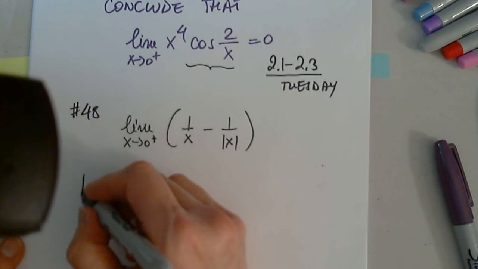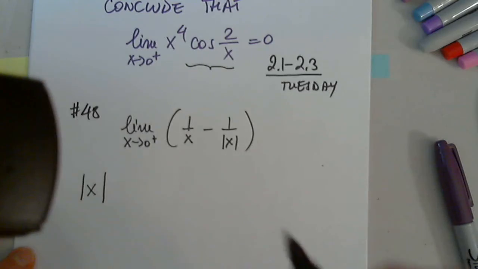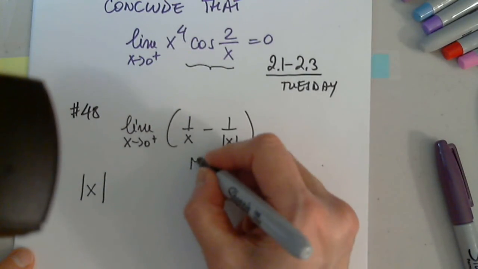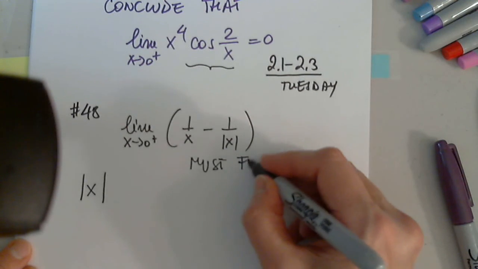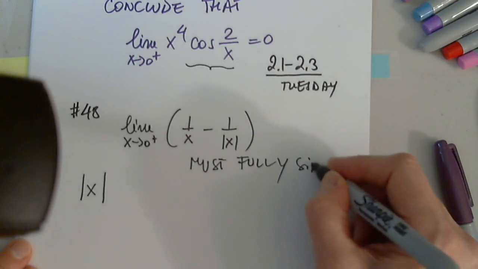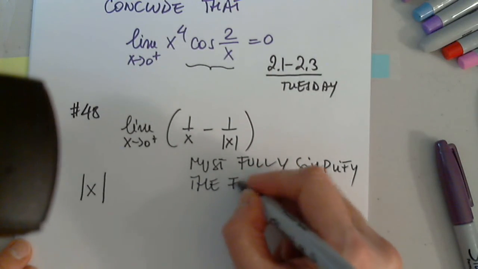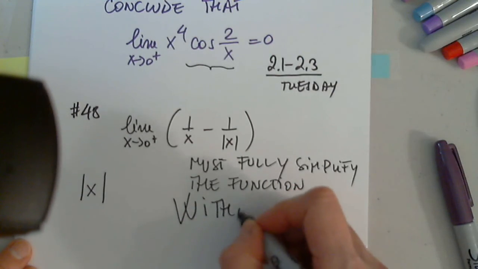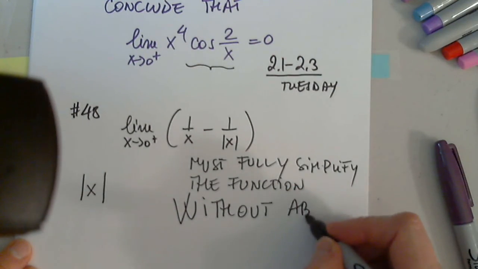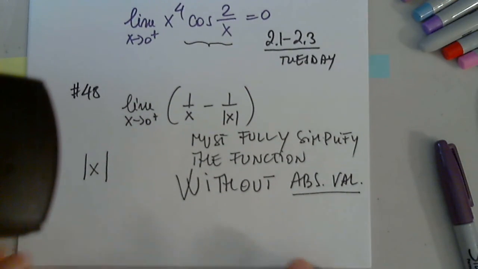No, the starting point is with the absolute value of x. So the starting point is, and you'll have to do this, please, you must fully simplify the function without absolute value. That's our starting point. Crucial here.